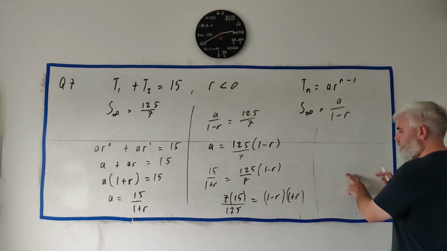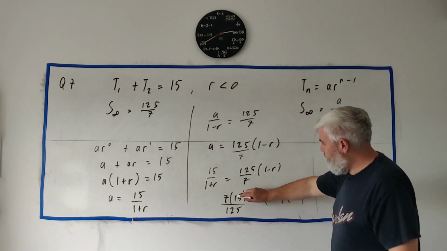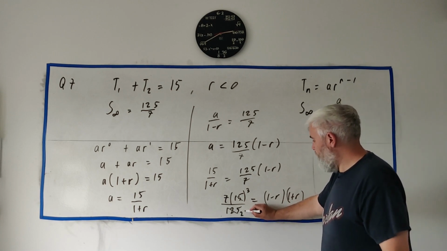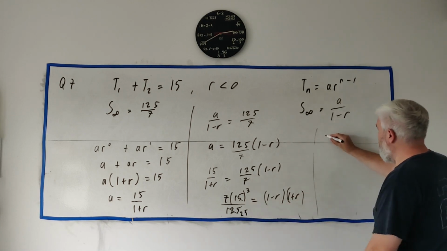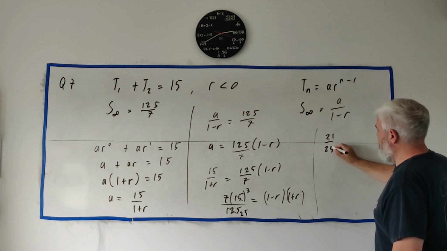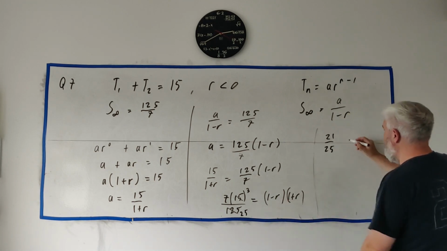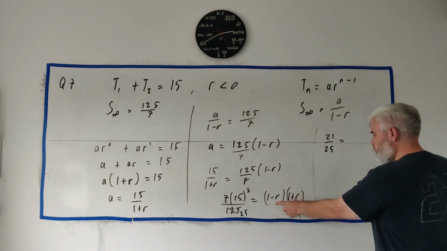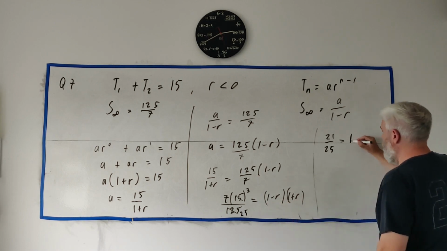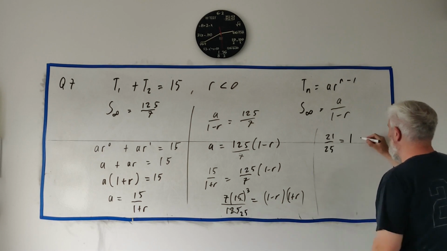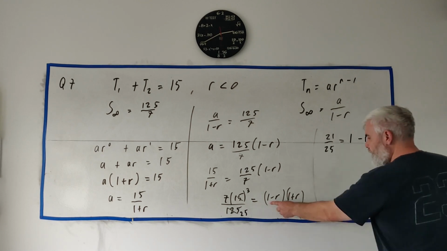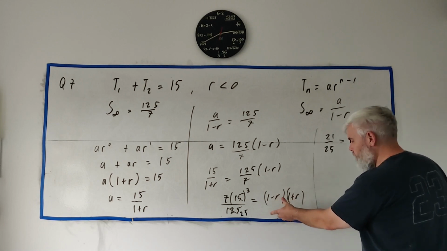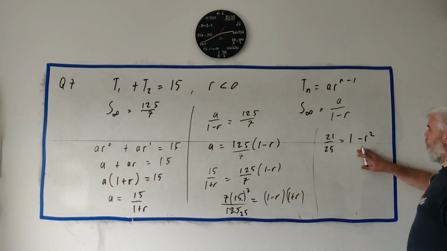I'll finish it over here because I don't think there's much left. 5 goes into both of these, 3 times and 25 times. So we're left with 21 over 25. And if you multiply these together, you get the difference of squares. You get 1 times 1 is 1. r times r, well, it's minus r squared. And the others cancel. 1 times r plus minus r times 1 is zero, so they cancel each other out. So we're just left with this.